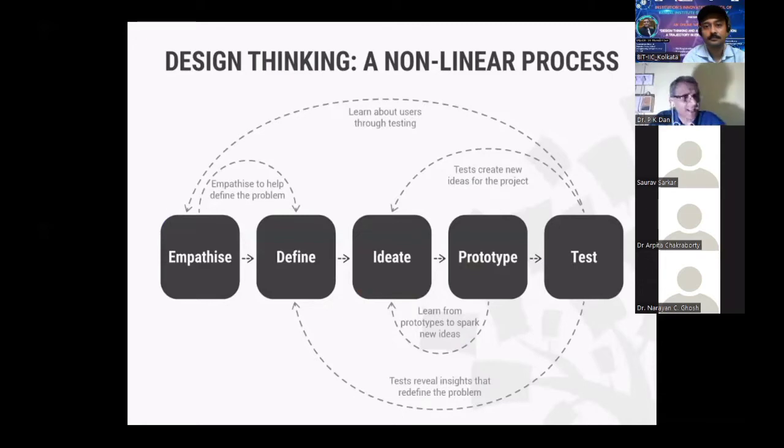At any given stage, one can come back to an earlier stage to check if something needs to be modified, or if the result is not as expected or is below expectation. For example, at the time of testing, one might feel that the problem was not properly defined, or that more ideation is necessary. Or during prototyping, one might feel more ideation is necessary. From any stage one may go to another stage, back and forth. So it is iterative, and therefore not always sequential and linear.